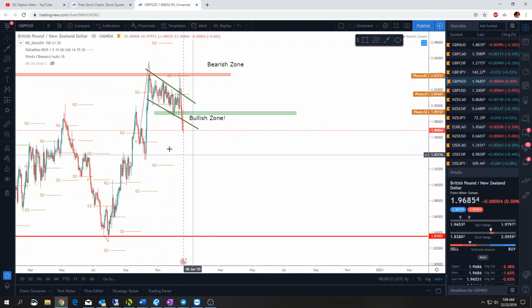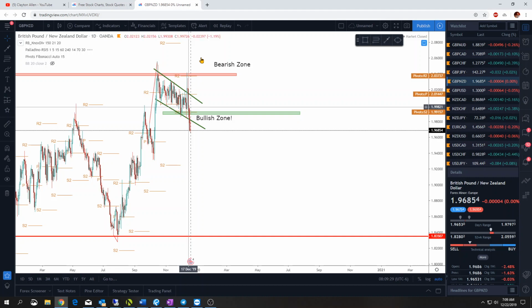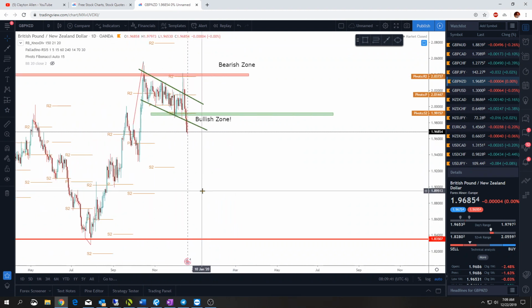British pound, New Zealand dollar. We had this awesome bullish flag pattern forming. Then, it broke on the news. I bet you a lot of people got caught in this long because this is a very typical bullish flag. And once it broke, people probably went heavy long. And then now we have this break of it.